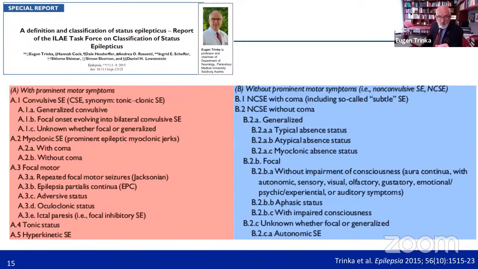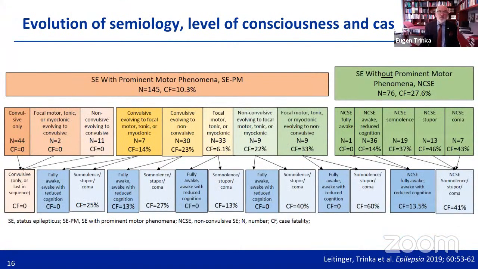Generalized non-convulsive are the absence status, atypical absence, and myoclonic absence. Focal are the ones with impairment of consciousness and without impairment of consciousness. And there is, of course, an unknown group, which is the autonomic status epilepticus. These are the non-convulsive forms. So is this intellectual gymnastics, or is it part of the real world?